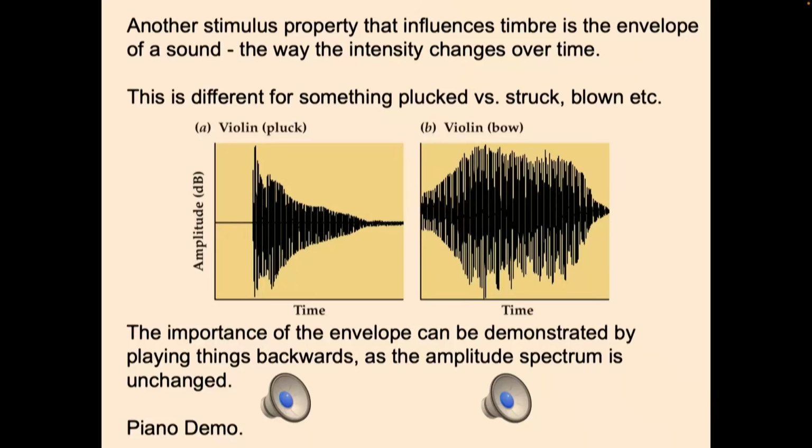But how you actually learn that that's how instruments do their thing is unclear. So another stimulus property that influences timbre is the envelope of a sound. That refers to the way that the intensity changes over time. This can be really different for something that's plucked versus struck or blown.